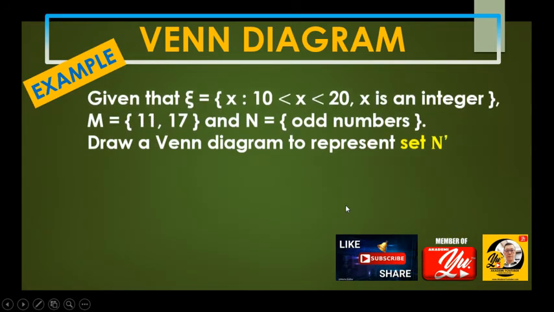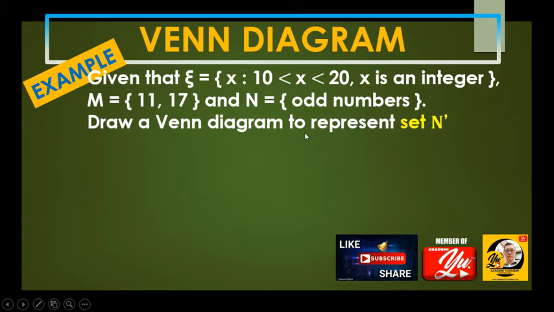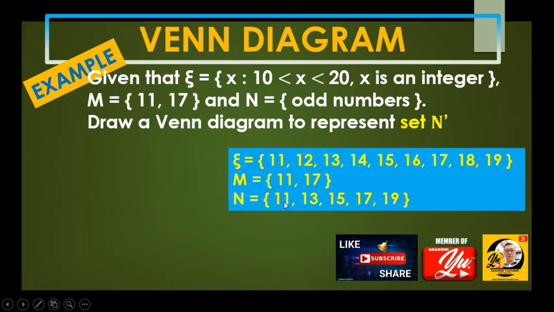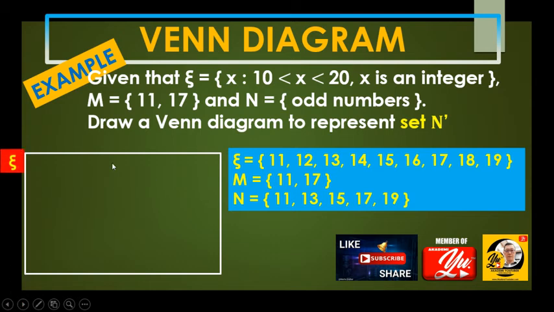For the same question, how to draw a Venn diagram to represent set N prime. N prime means complement of set N. Set N has elements 11, 13, 15, 17, and 19. So what does N prime mean? N prime means elements not inside the set N, but they are still inside the universal set. One rectangle to represent universal set.